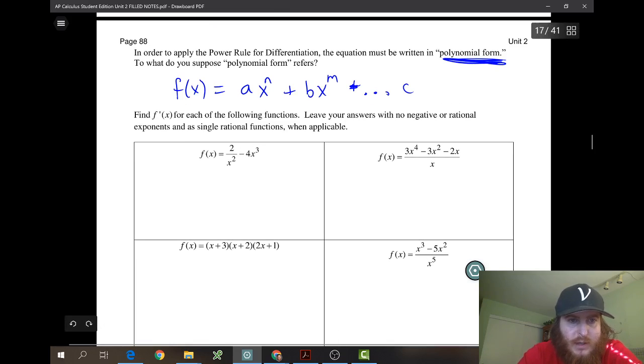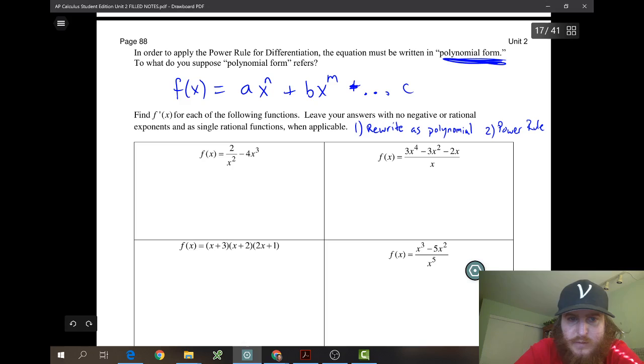So these are some examples where we don't have a polynomial. So what we're going to do is we're going to do two steps if it's not a polynomial. Our first step is going to be to rewrite it as a polynomial. And then our second step is going to be to apply the power rule.